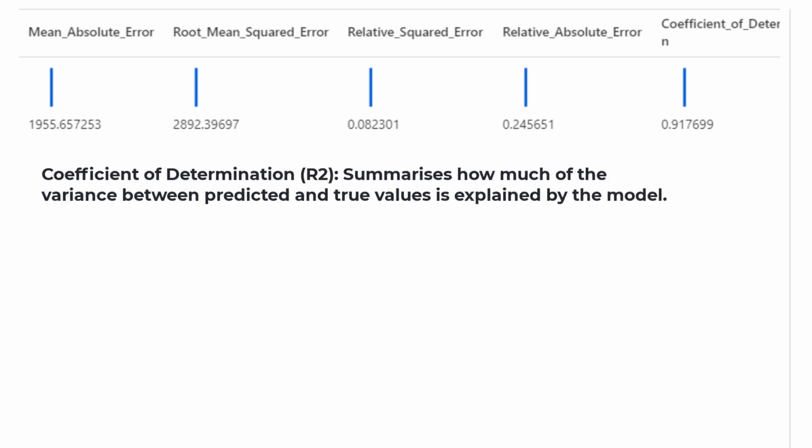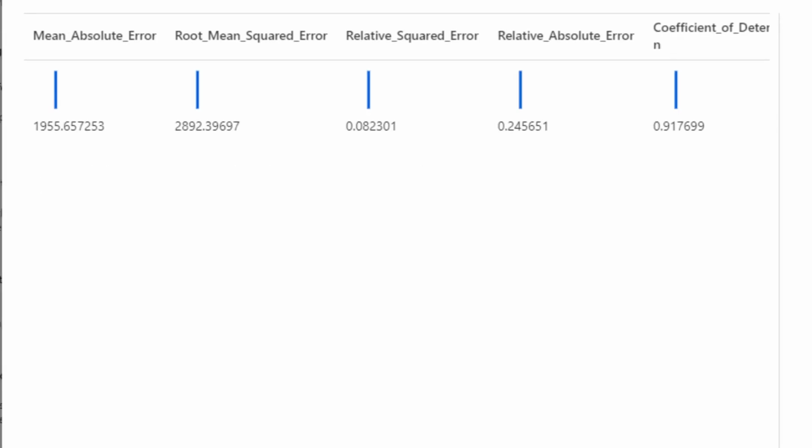Finally, we have coefficient of determination, which is more commonly referred to as R squared. This summarizes how much of the variance between the predicted and true values is explained by the model. The closer to 1, the better the model is performing.